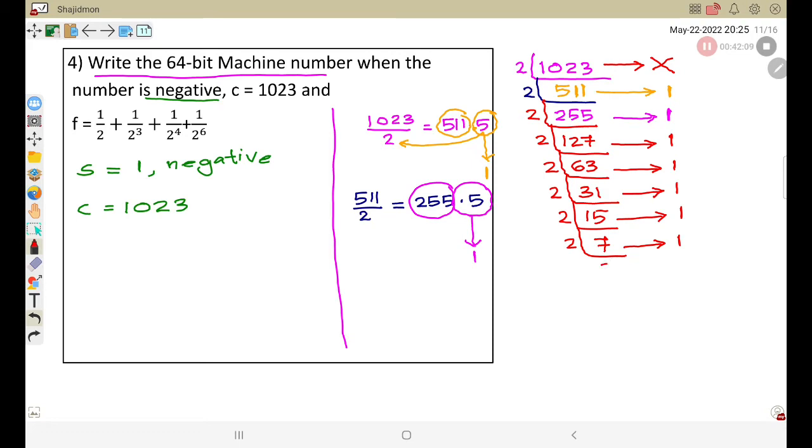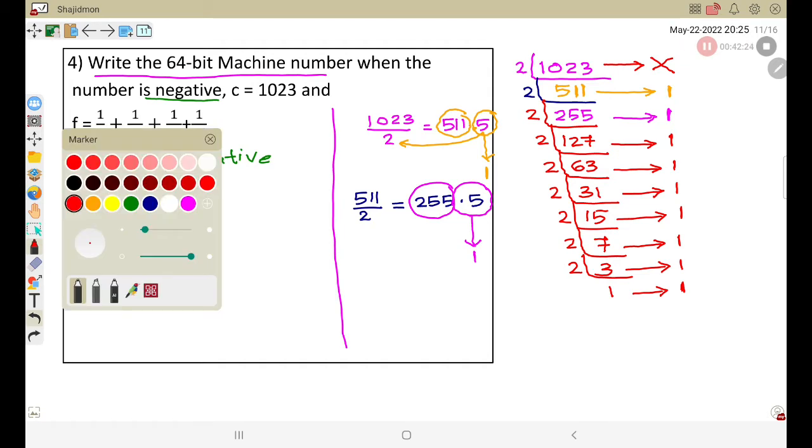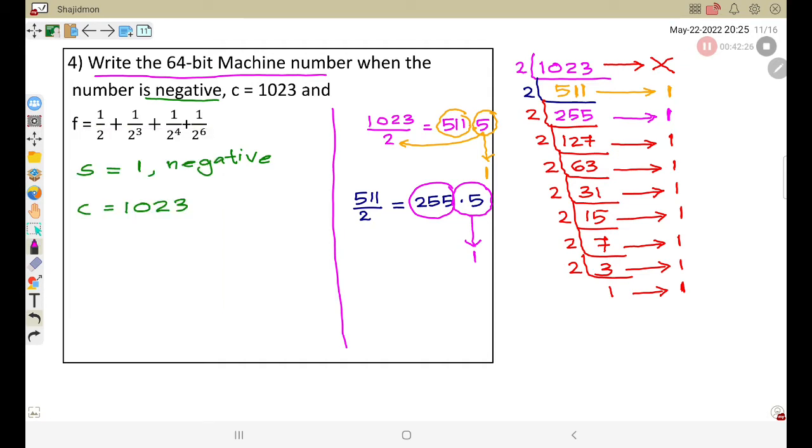Okay, 3.5. 3 we will be writing here, and 0.5 means 1. Again 3 divided by 2: 1.5. 1 we will write here. 0.5 means 1 remainder. Correct? 1. Now once you get to 1 you can stop. Okay, at this number 1 you can stop.